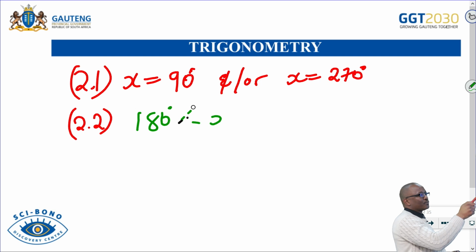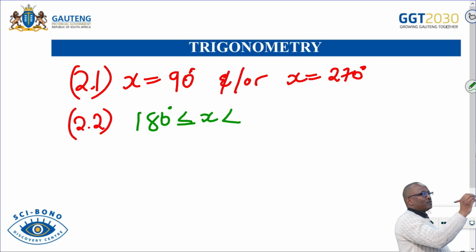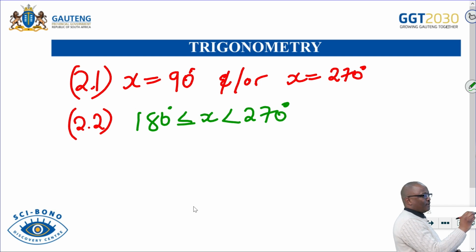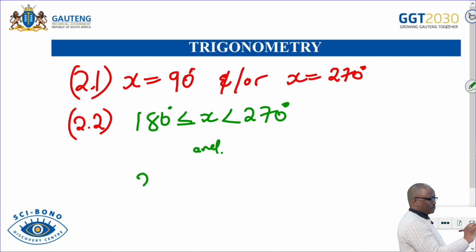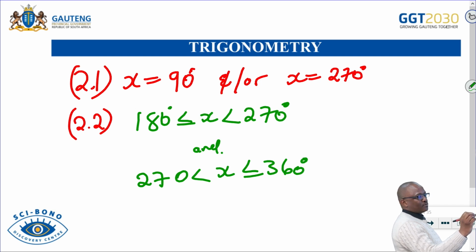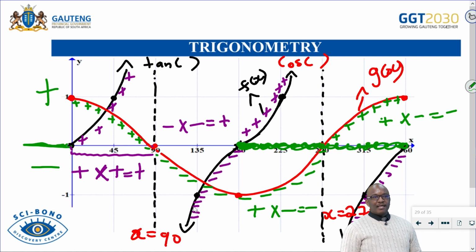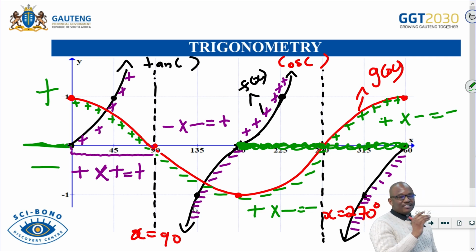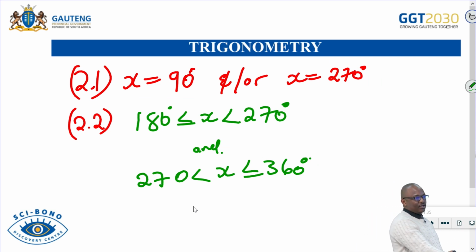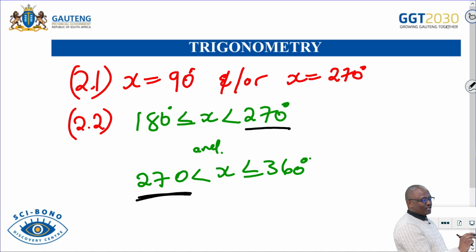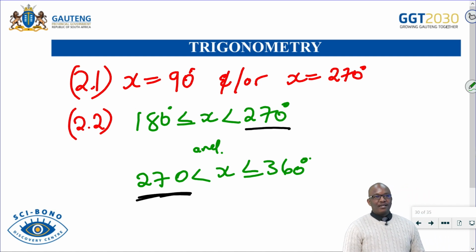It's 180 to 270, then 270 to 360. So one will ask, why are you writing your answer like that? Remember, the 270 part is not included. The 270 is not included because the graph of tan at 270 is undefined. Hence, I excluded 270 here and I also excluded 270 there. So that's how you write those two answers.